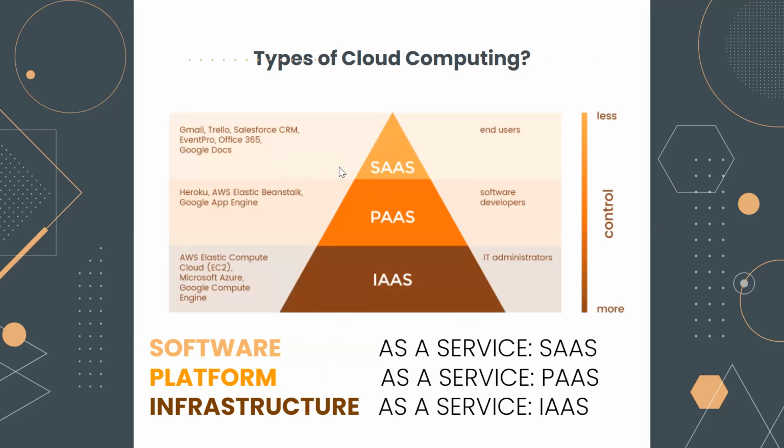We have software as a service, which is items such as Gmail, Trello, Salesforce CRM, Google Docs, these very popular open source softwares. Or they could actually be paid services as well, like Office 365. You have Slack. A lot of the services that you use are actually software as a service. These are the top of the pyramid, and these go directly to the end users of the compute.